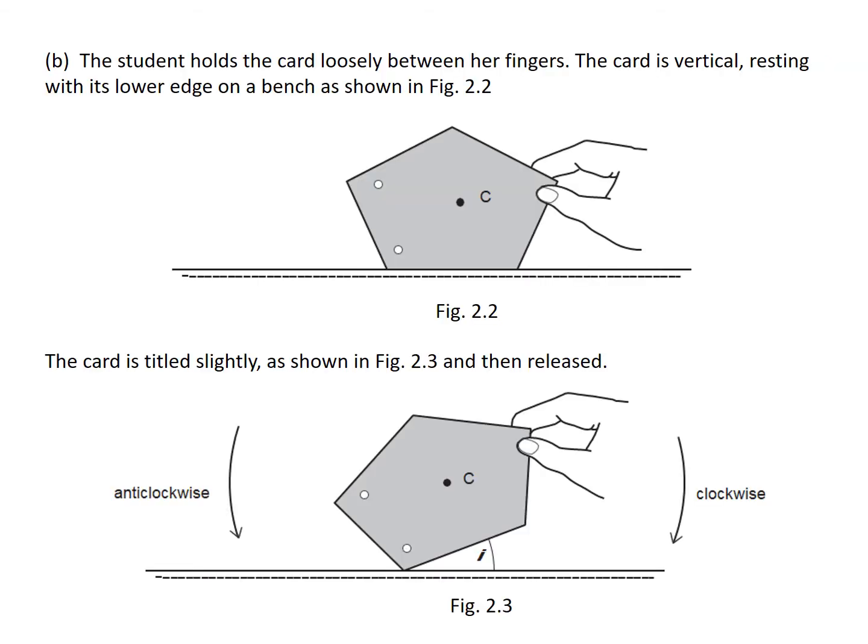Part B. The student holds the card loosely between her fingers. The card is virtually resting with its lower edge on the bench as shown in figure 2.2. As you can see, this is showing that the person is holding the card with very small friction and is depending on the bench. The card is slightly tilted as shown in figure 2.3 and then released. As you can see, the person just tilts it a little bit and then releases it.